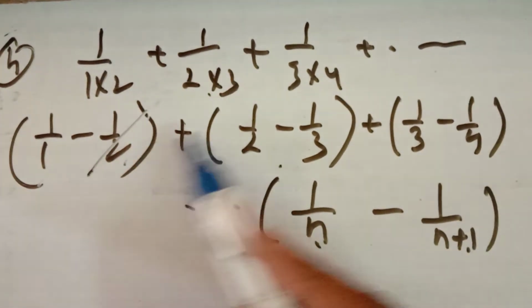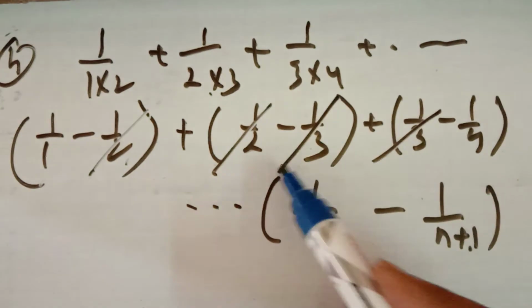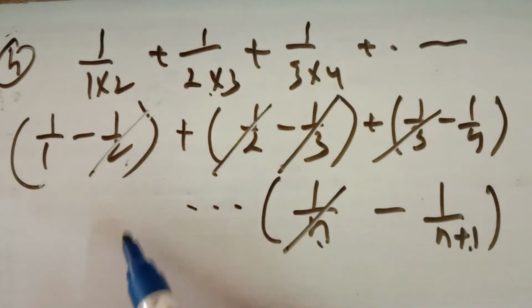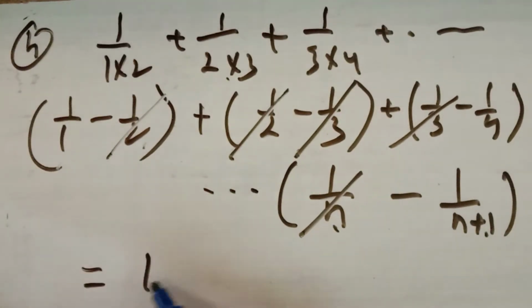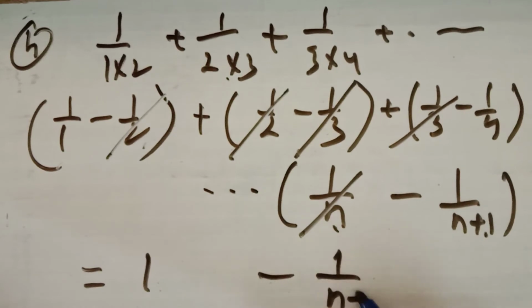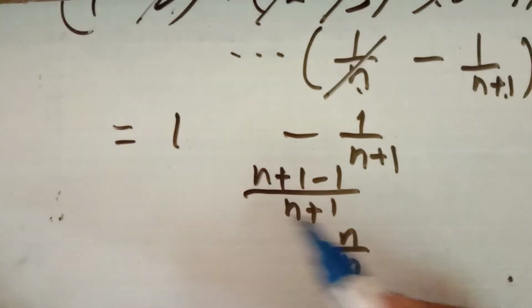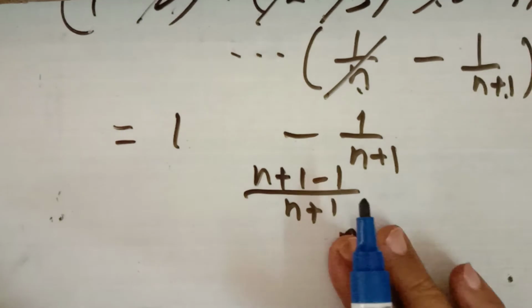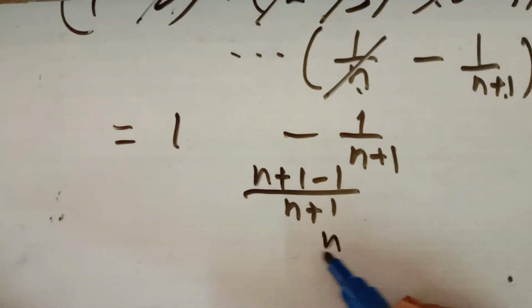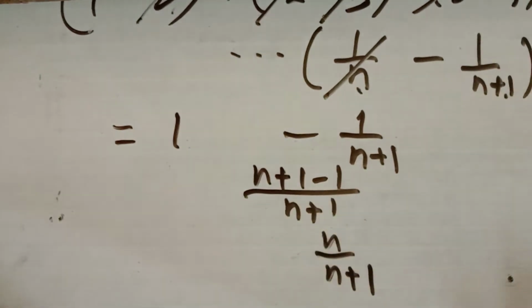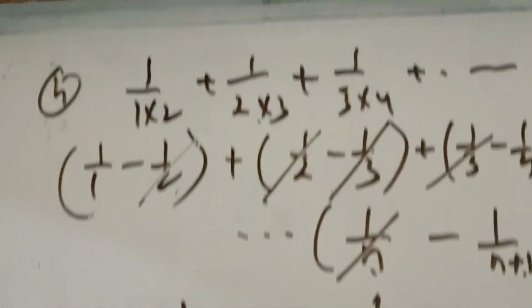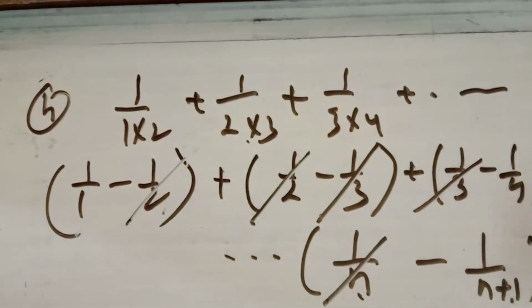If you see it, this will cancel with this, this will cancel with this, and this term will cancel with the first term. So the sum will be 1 minus 1 upon n plus 1, that is 1 minus 1 upon n plus 1. So you have the sum. Okay, taking the LCM and subtracting, it will be n upon n plus 1. So this is question number 4. It was a little different, you can do it this way.